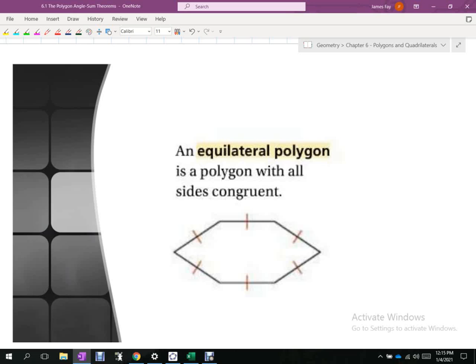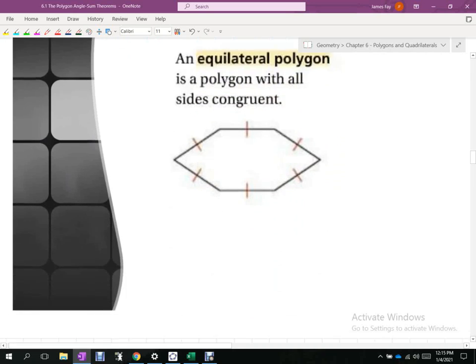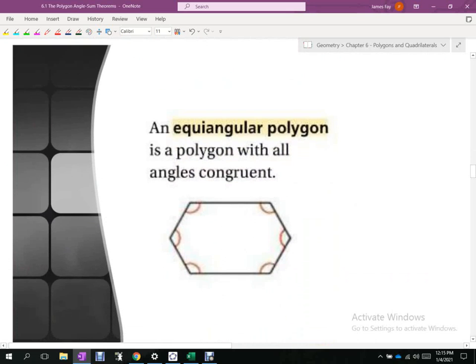Then equiangular would be something like this, where all the angles are the same. I drew this one intentionally because now you can see that the top and the bottom are probably not the same length as the sides, or the left and the right sides. So in this case, equiangular does not imply equilateral. Just because something is equiangular does not mean it's equilateral, and vice versa.